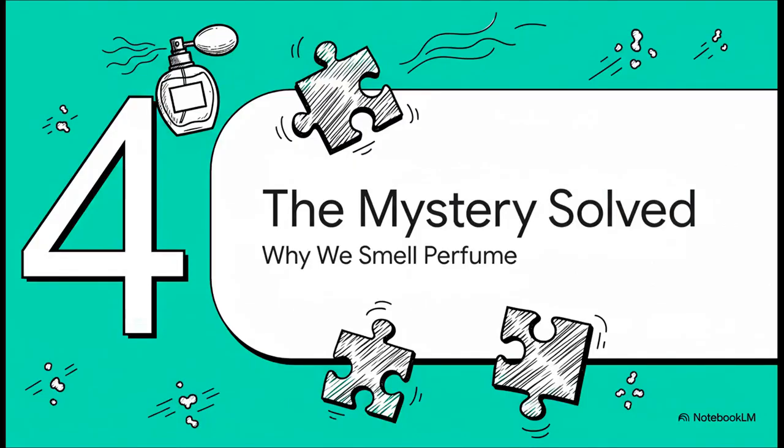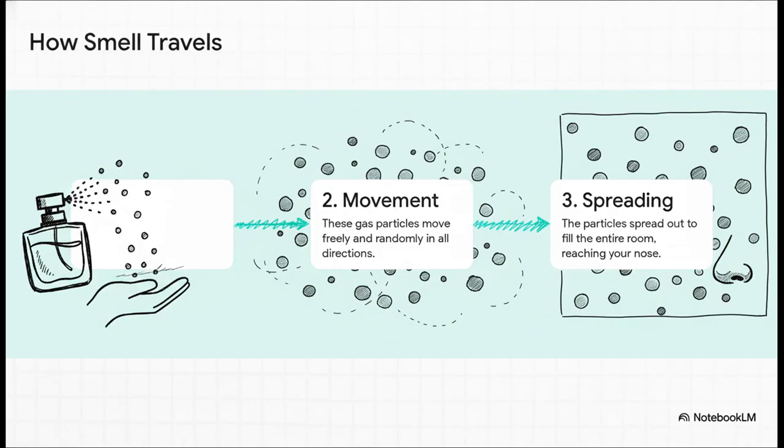All right, we've got all the clues now. Particles exist. They're always moving, and their movement defines solids, liquids, and gases. So let's go back to where we started, that perfume. Let's solve this thing. Here's what happens step by step. First, that liquid perfume gets sprayed. Some of those liquid particles instantly get enough energy to escape into the air and turn into a gas. That's evaporation.